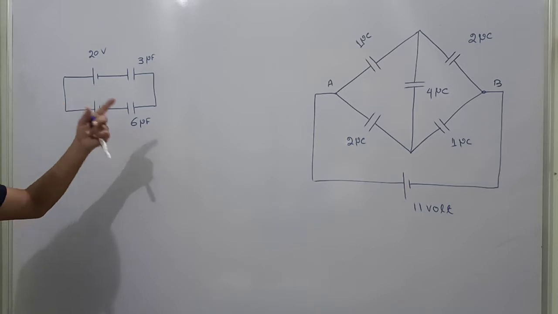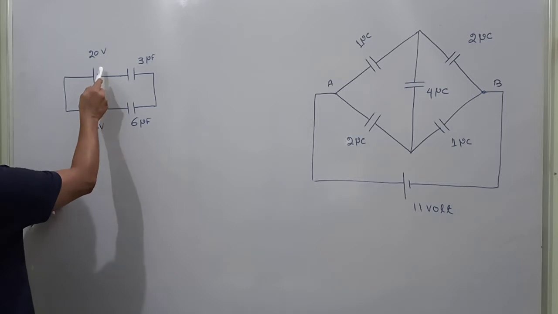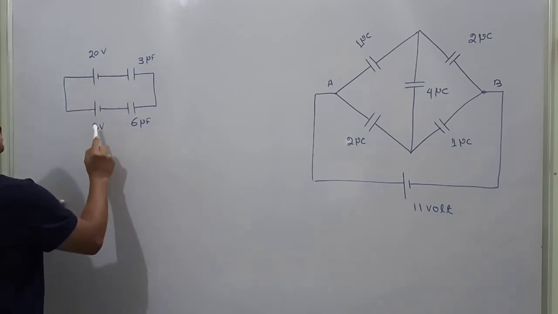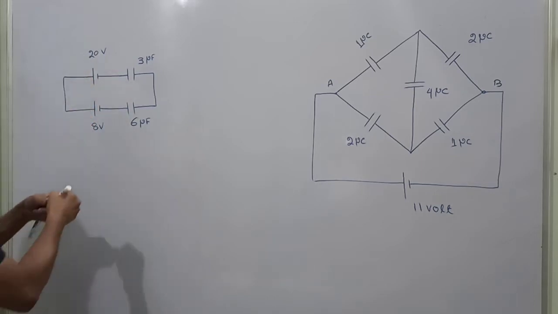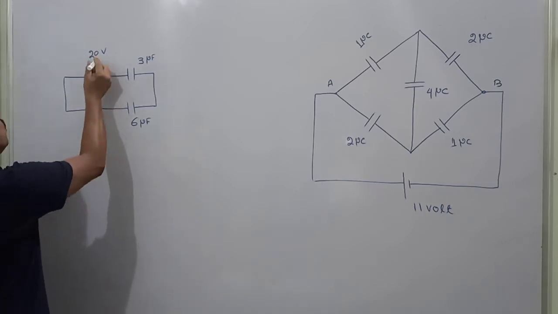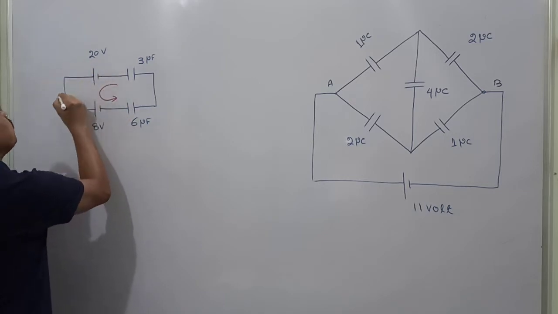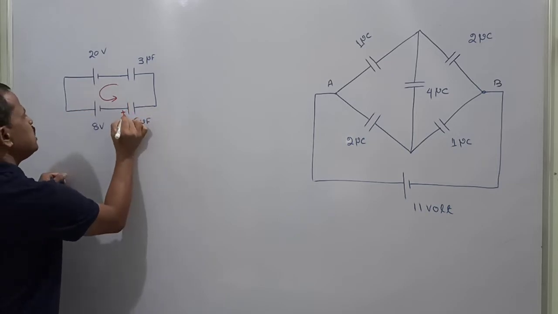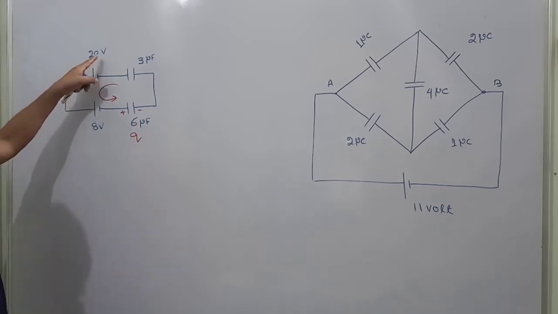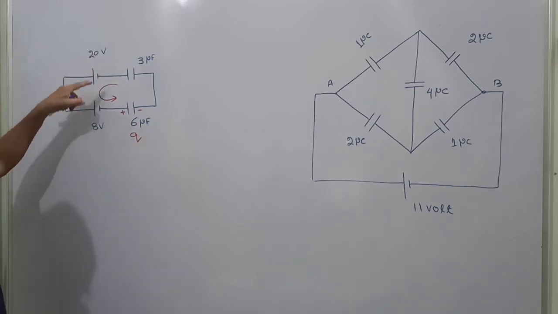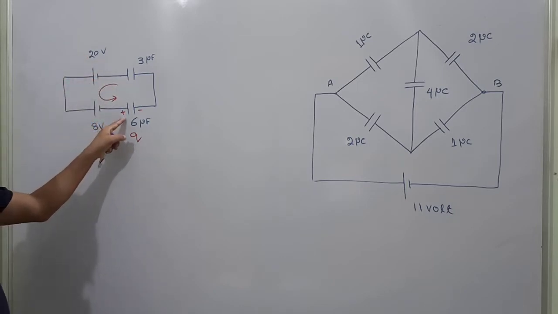Now in which way will the current or charge flow? The 20 volt battery wants to supply the charge in this way, and the 8 volt battery wants to supply the charge in the other way. Obviously this potential is more, so the charge will flow in this direction, from left to right. How to decide positive or negative? Because this is the higher battery, positive charge will come this way. If the positive charge comes this way, first will be positive, second will be negative.